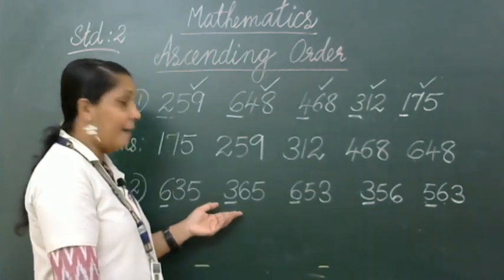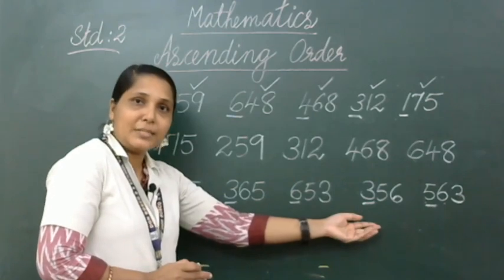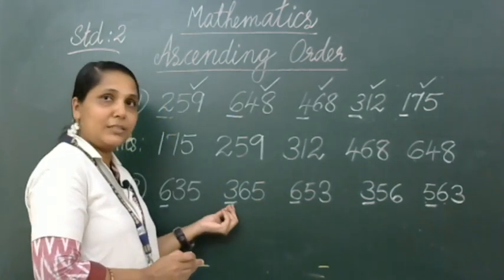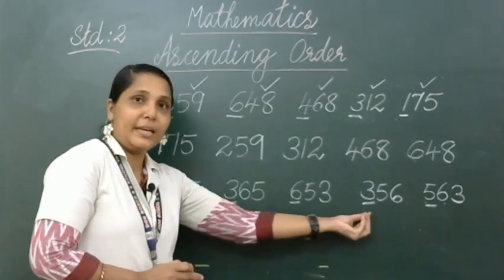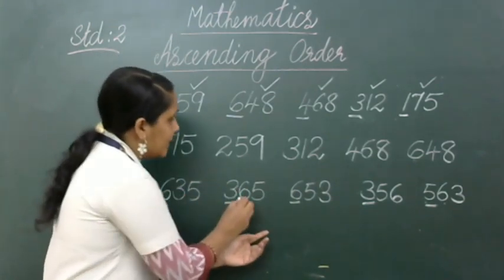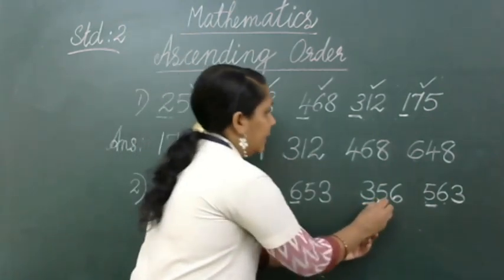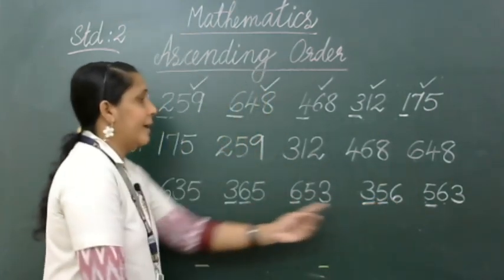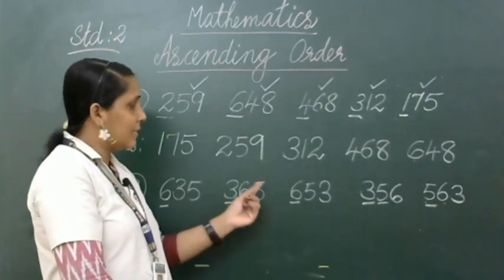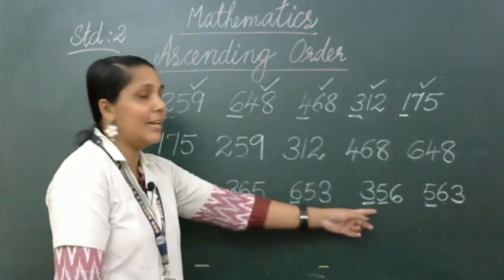Yes, here we are having 2 numbers, 365 and 356. Here leftmost we are having 3, here also 3. In this situation, what will you do? Move on to the second number. Second number is 6. Here it is 5, 6 and 5. So which is the smallest, 6 or 5? Yes, it is 5. 5 is the smallest one.